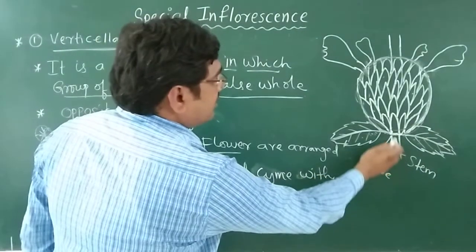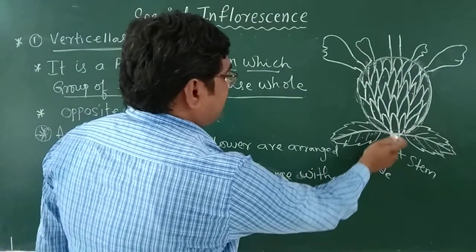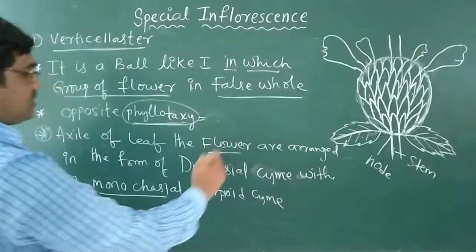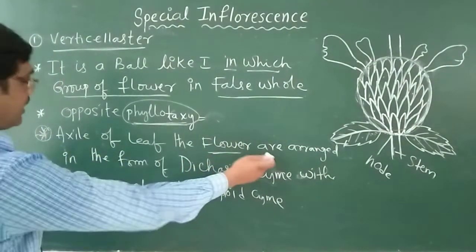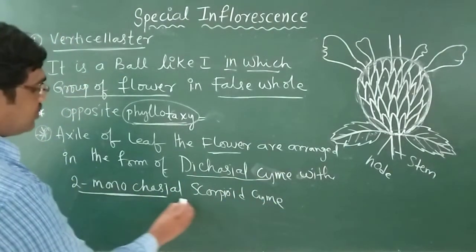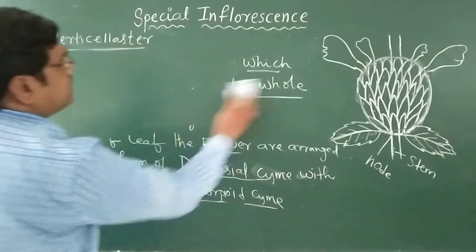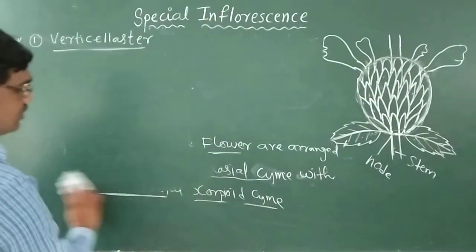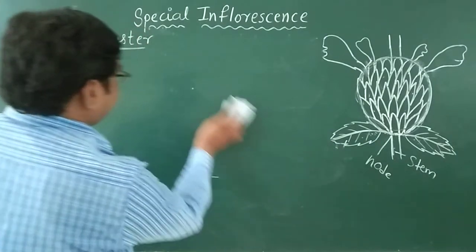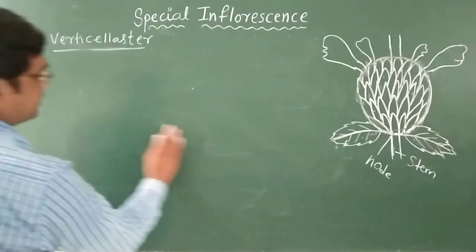At the axillary position of the leaf, the flowers are arranged in the form of a dichasial cyme with monochasial scorpioid cymes. Okay? So this is the definition of the verticillate aster. Here, what is the simple diagram for understanding the verticillate aster inflorescence?